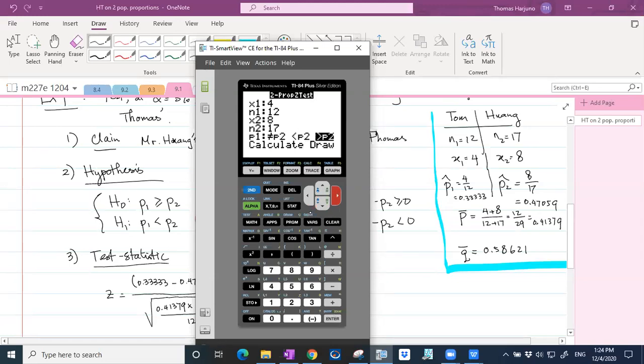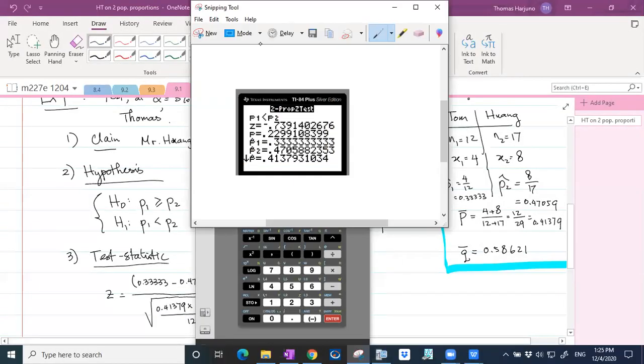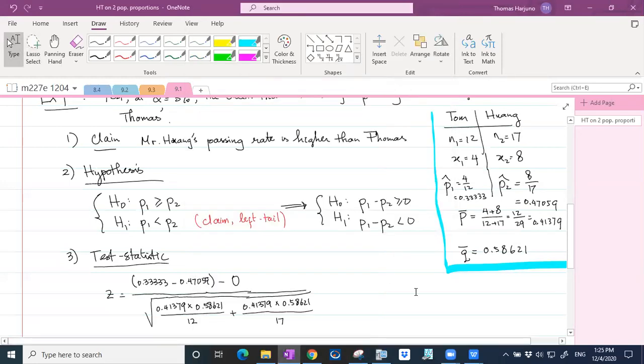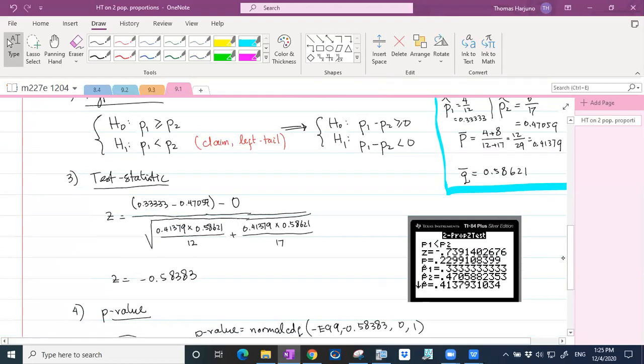Hold on, less than, yeah. P1 is less than P2. Calculate. This is what I get, screenshot, and put it here. Notice that my P1 hat is this, my P2 hat is this, but this is our P bar. Our calculator cannot write P bar, so it uses P hat, but this is our P bar. Now, how about the Z-score? Oh, the Z-score is different, huh? It's quite far different though, not a little bit different.